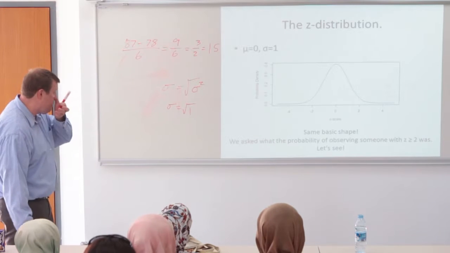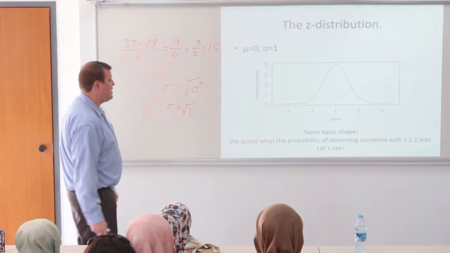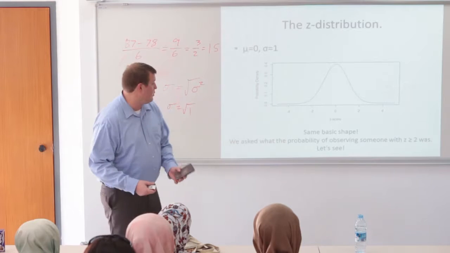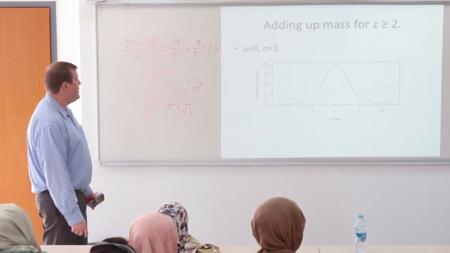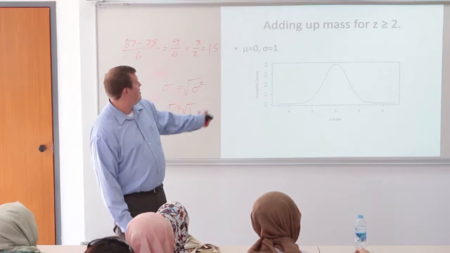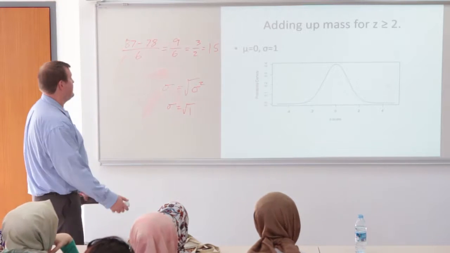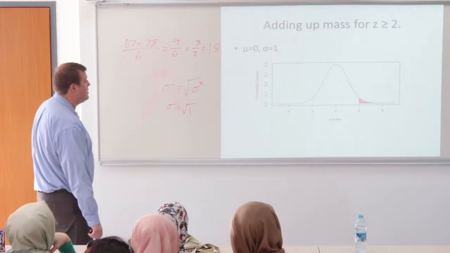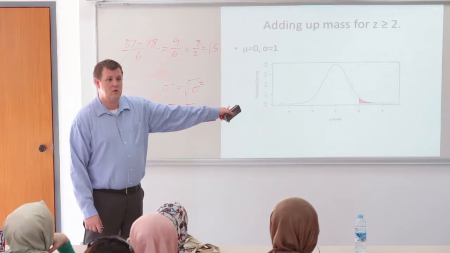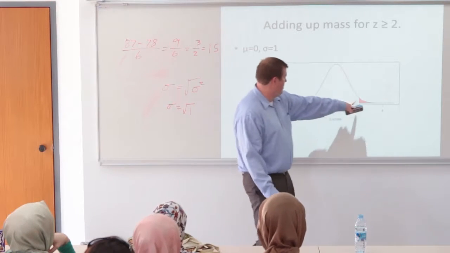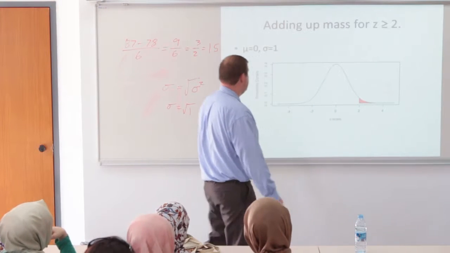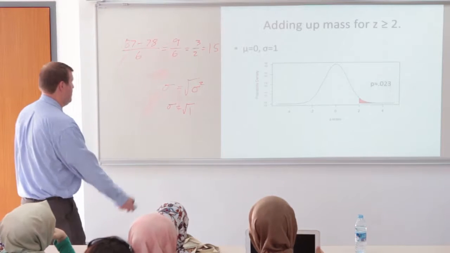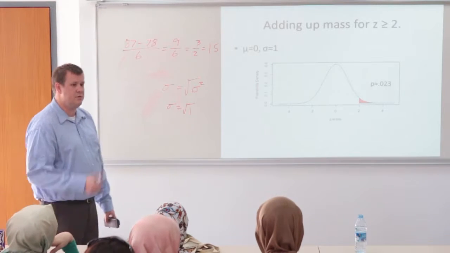Now, we asked what the probability is of observing someone with a z greater than or equal to 2, right? So let's see how we can do this. All we need to do is just add up the mass that's at or beyond 2. That's just this part right here. Just looking at this upper table, that is approximately equal to 0.023.